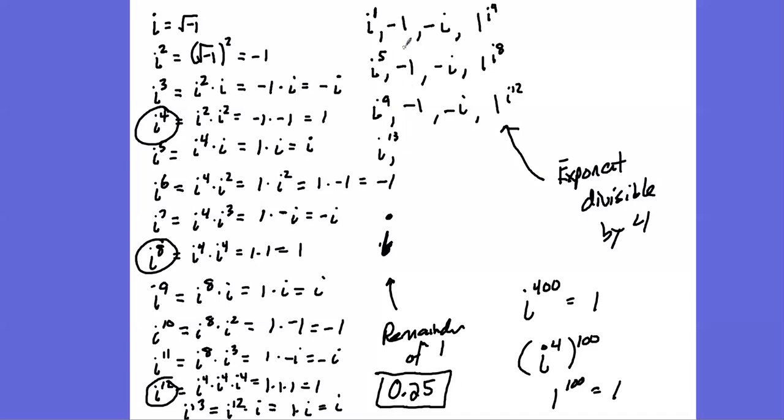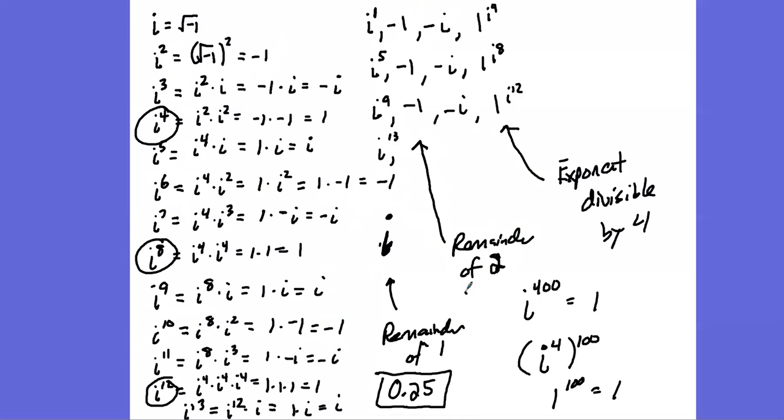All these negative ones, let's talk about those. So this was i squared was negative 1. i to the 6th was negative 1. i to the 10th was negative 1. If you take any of these and divide by 4, so 2 divided by 4 is 0, remainder 2. 6 divided by 4 is 1, remainder of 2. 10 divided by 4 is 2 with a remainder of 2. So anytime that you have a remainder of 2, you are going to have negative 1 as your answer.